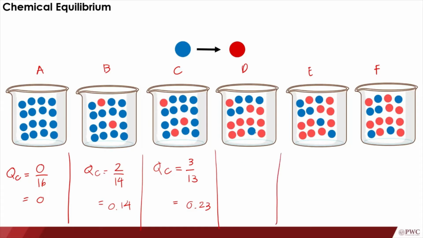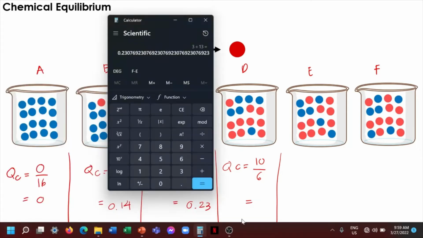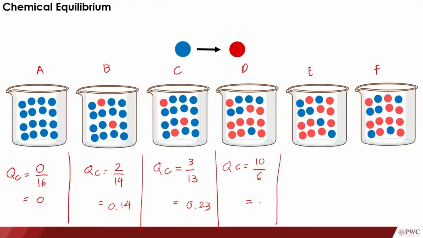Now, at time D, we have an increase of the products. We have 1, 2, 3, 4, 5, 6, 7, 8, 9, 10. So here we have 10 products now, 10 products, then the rest are the reactants. We have 1, 2, 3, 4, 5, 6 reactants. So here the reaction quotient is equal to 10 divided by 6. Again, 10 is the products, 6 is the reactants. In this case, that's equal to 1.7. So 1.7 at time D.